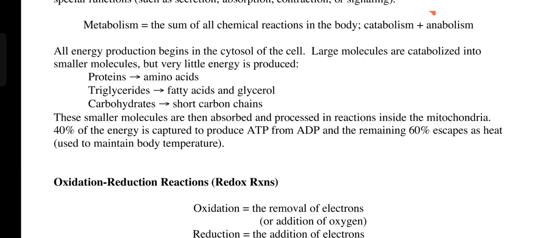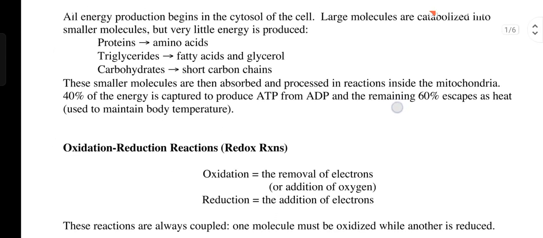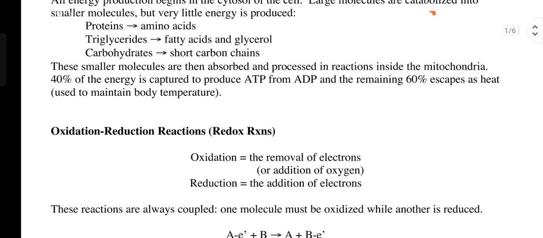All energy production begins in the cytosol of the cell. Large molecules are catabolized into smaller molecules, but very little energy is produced. Protein equals amino acids. Triglyceride equals fatty acids and glycerol. Carbohydrates equal short carbon chains. These smaller molecules are then absorbed and processed in reactions inside the mitochondria.